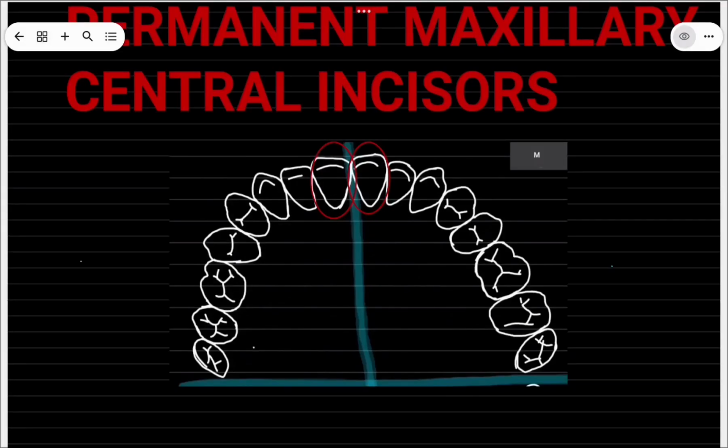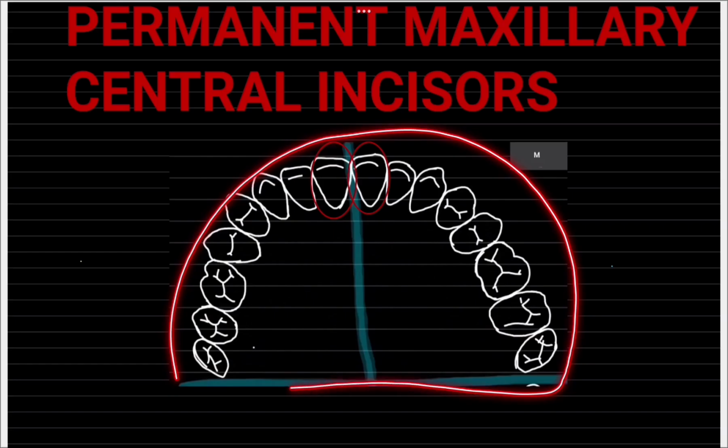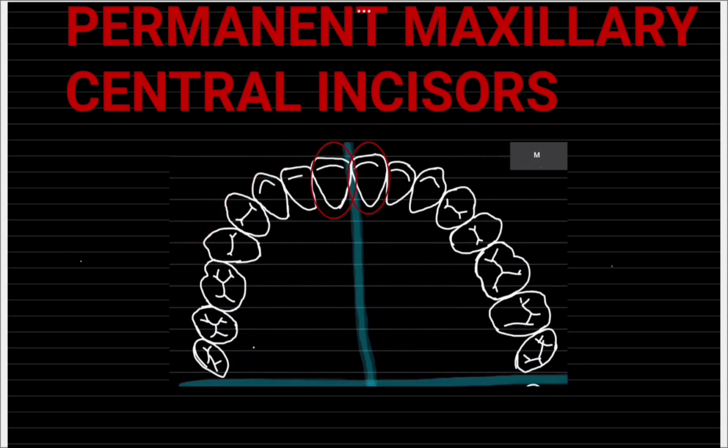Today we shall be learning about the permanent maxillary central incisors. Now as you can see in this image, we have the maxillary arch. This is the maxillary arch of teeth and this is the median line. So the two teeth just beside the median line are called the permanent maxillary central incisors as they are in the center.